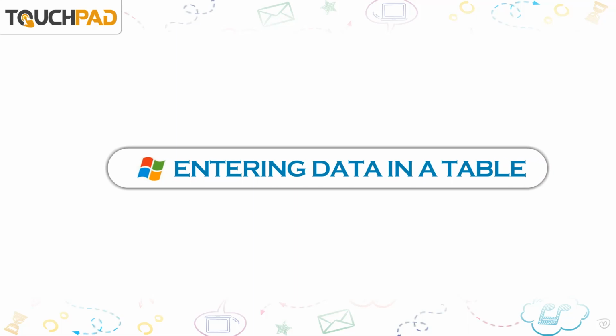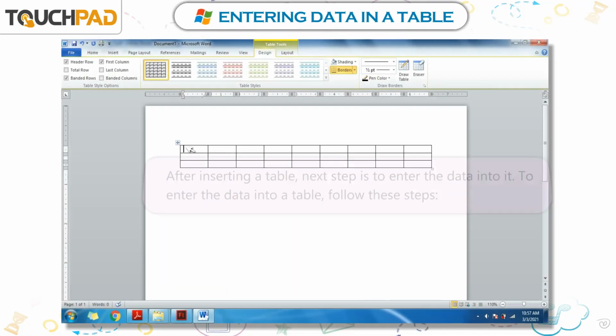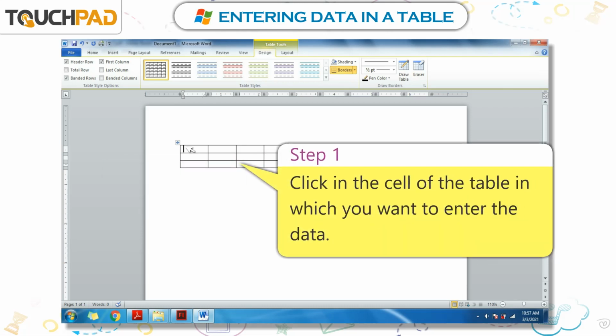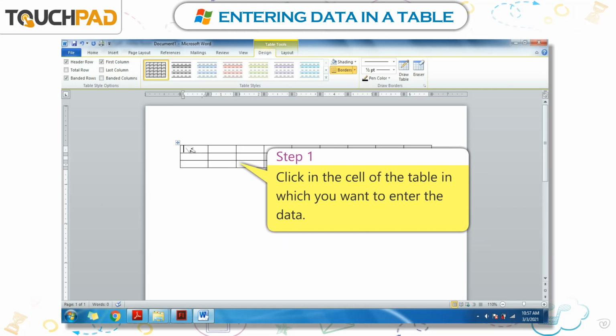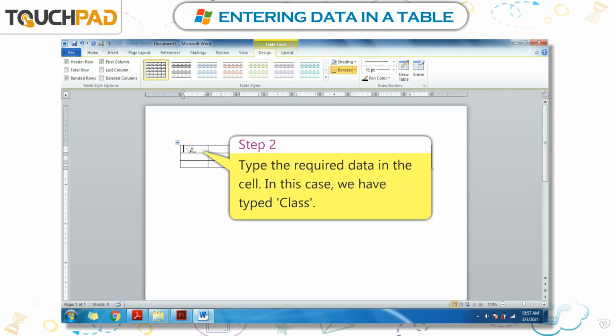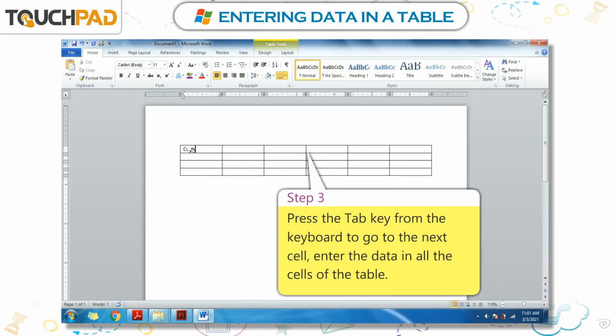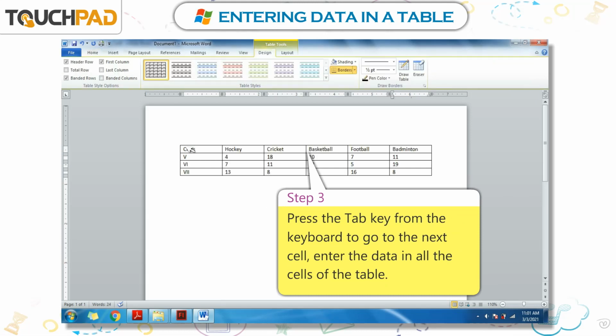Entering data in a table. After inserting a table, next step is to enter the data into it. To enter the data into a table, follow these steps. Step 1. Click in the cell of the table in which you want to enter the data. Step 2. Type the required data in the cell. In this case, we have typed class. Step 3. Press the Tab key from the keyboard to go to the next cell. Enter the data in all the cells of the table.